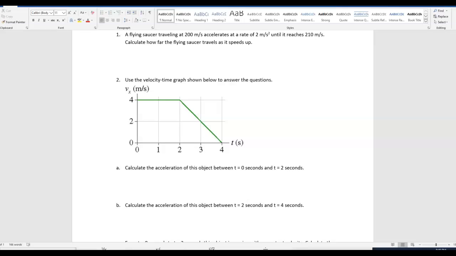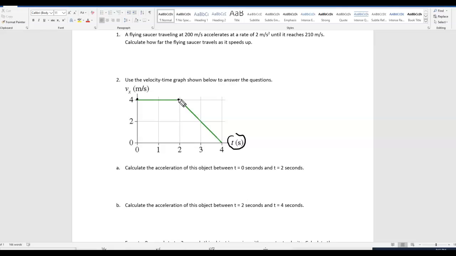Now the first question says calculate the acceleration of this object between t equals 0 seconds and t equals 2 seconds. I've also had some people ask me, what does that mean? T equals 0 seconds and t equals 2 seconds. How do you answer a question when it's giving you a range of times? Well, time is down here on the x-axis. So when I say between t equals 0 seconds, when t, which is on the x-axis, is 0, the graph is right here. And when t is 2 seconds, okay, remember time is on the x-axis, the graph is right here.